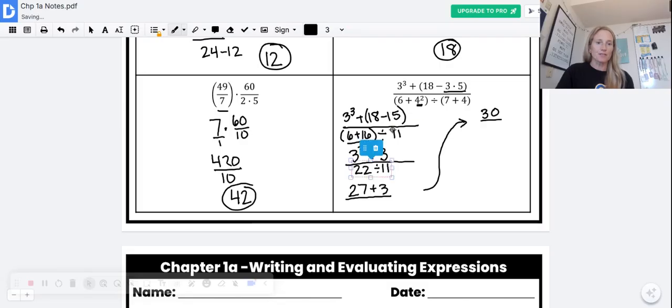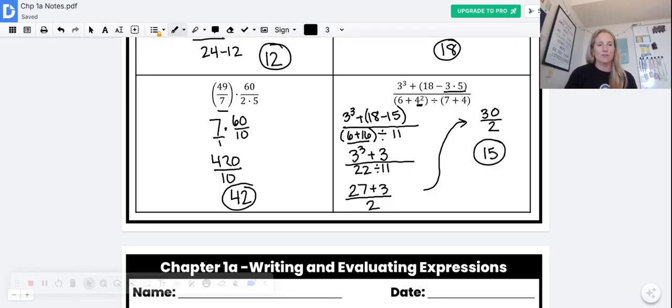Now both of the groupings are gone, both of the parentheses, and I can do the division. 22 divided by 11 is 2. So I'll put that over here too. So my last step, numerators and denominators or fractions are another way of expressing division. So I can go ahead and do the division of 30 divided by 2, which gives me my final answer of 15. So those are all of your notes for the front side of the first page.